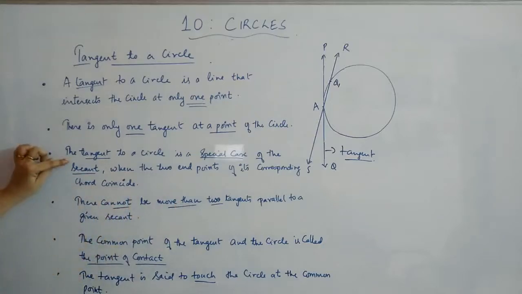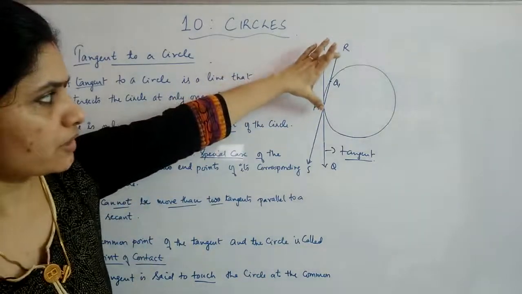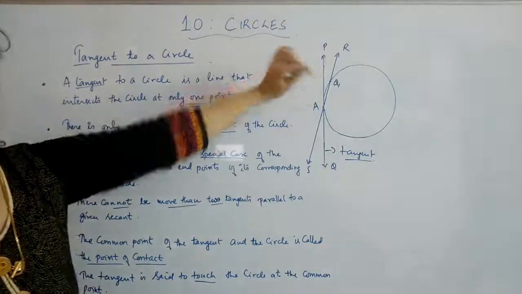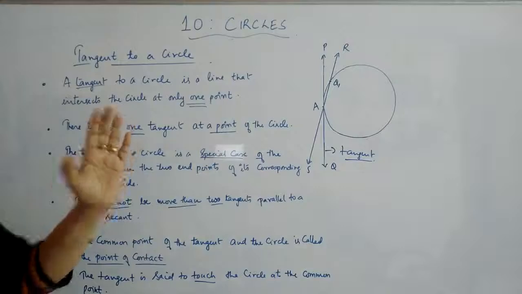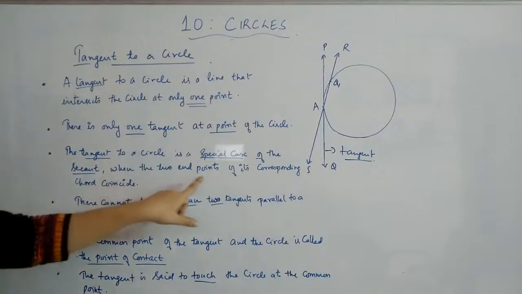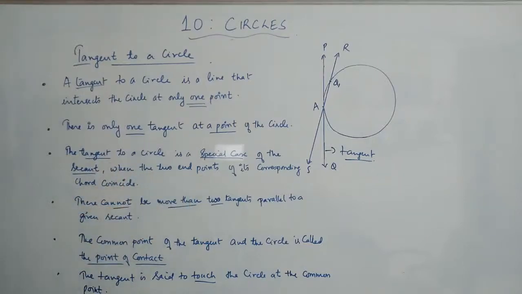That is the third point. You can see the tangent to a circle is a special case of the secant. How does it become a secant? When you move this line and make it touch at only one point, that secant becomes a tangent. So that's why we say that a tangent is a special case of a secant when the two endpoints of its corresponding chord coincide.